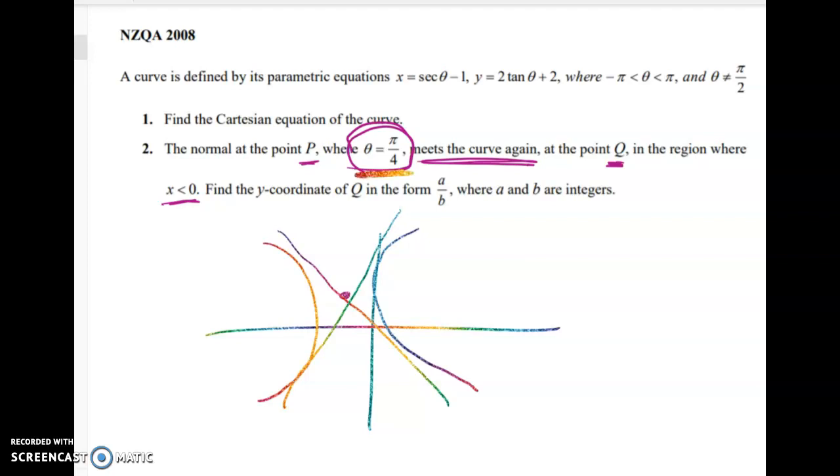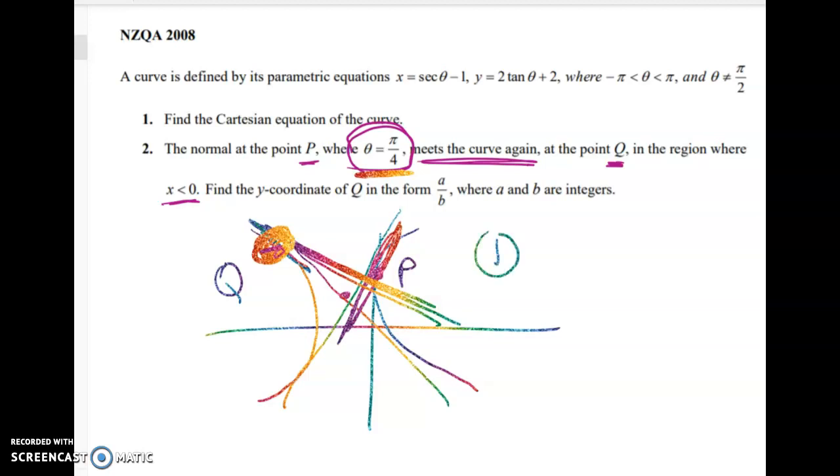We're looking for a point on that curve, and that point might be here. And we want the normal at that point. So here's the tangent, and the normal is going to go through like that. And it's going to meet this curve somewhere over here. And what we have to do is to find the y-coordinate of this point over here. So this is point Q. This is point P. What I want you to see from this is that even though that sketch is really, really terrible, it still tells me exactly what steps I need to take in this question.